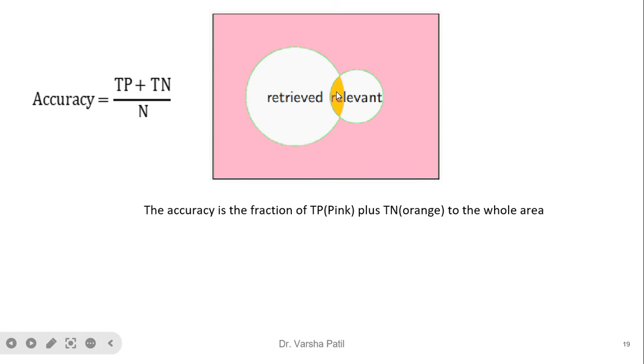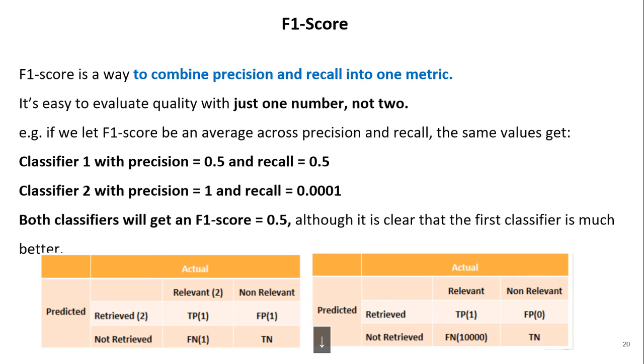So this is nothing but orange plus pink divided by the entire area, that is nothing but the accuracy. Here you just make some correction, that is the color gets changed. Now we'll see the F1-Score. F1-Score is a way to combine precision and recall in one metric. It is easy to evaluate the quality with just one number, not two.